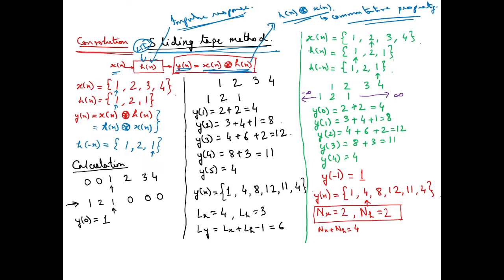The importance of convolution is in understanding how we can get the output of a system if the input and the impulse response of the system are known to you. So what is an impulse response? Anyone? What is an impulse response?